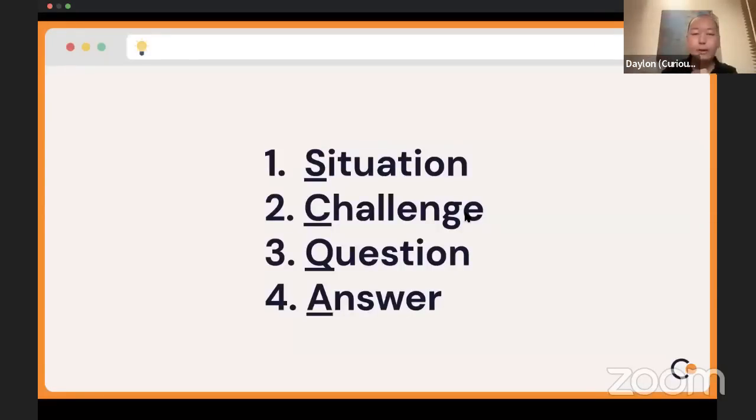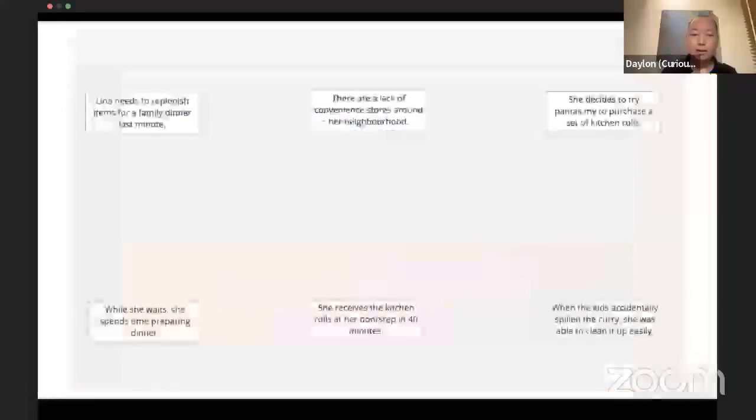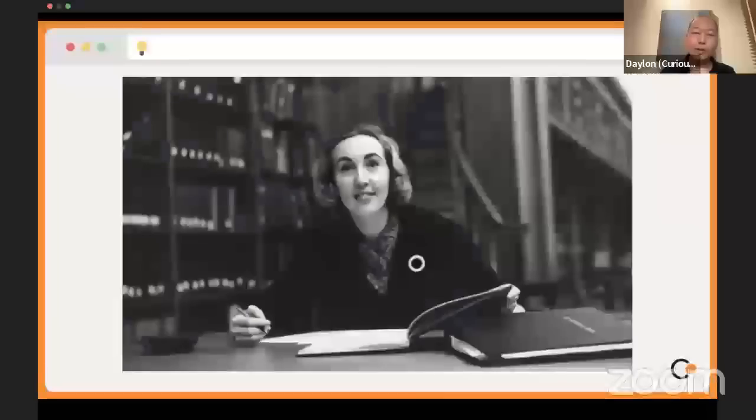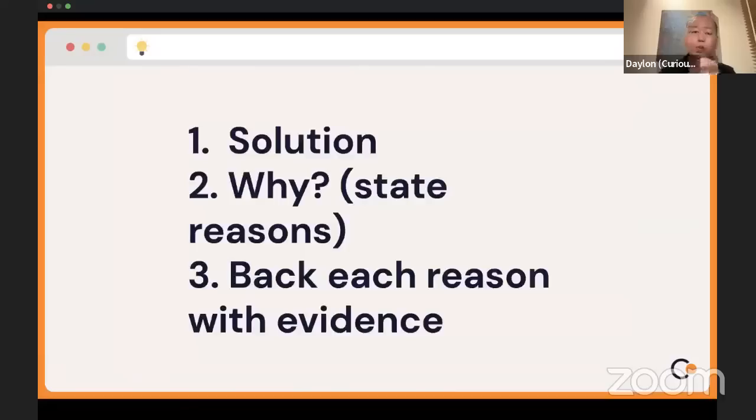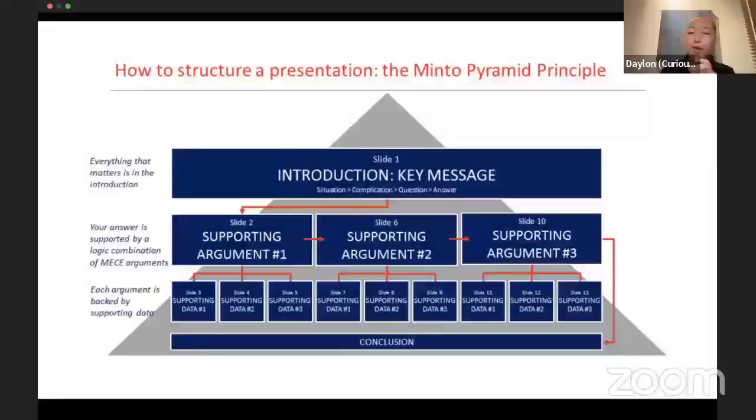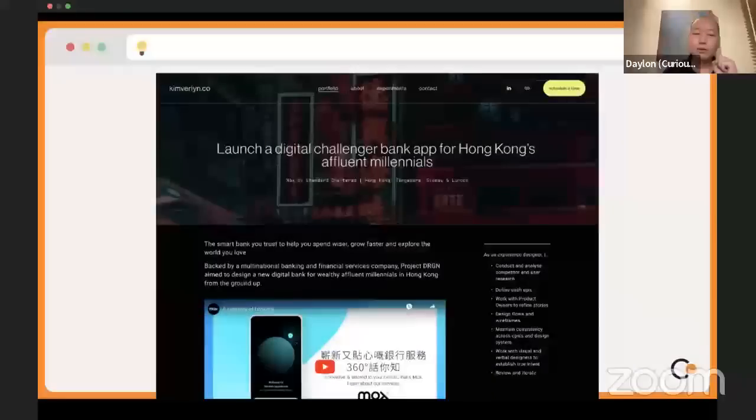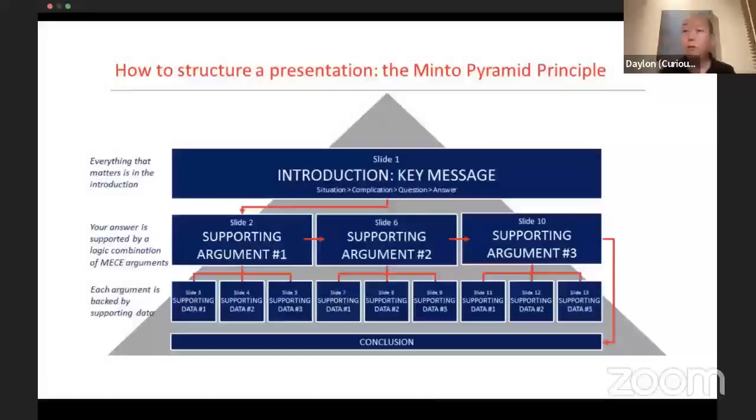Okay. And the Minto principle, I'd say, is very good if you're trying to structure an argument, if you're trying to justify certain things that you're doing. It's also not very commonly used, but if you're trying to differentiate yourself from other designers, you can consider using the Minto principle to structure your storytelling. When you describe it, it's actually described in a very logical manner.